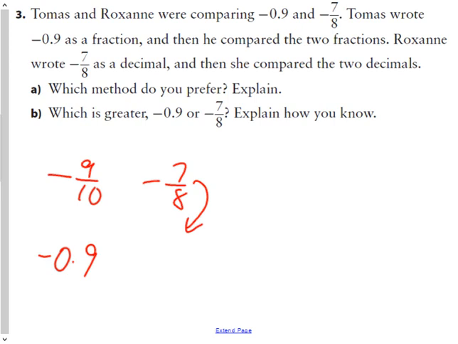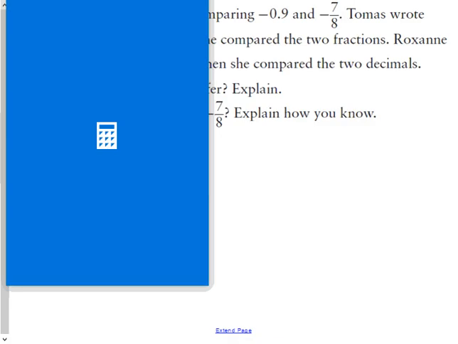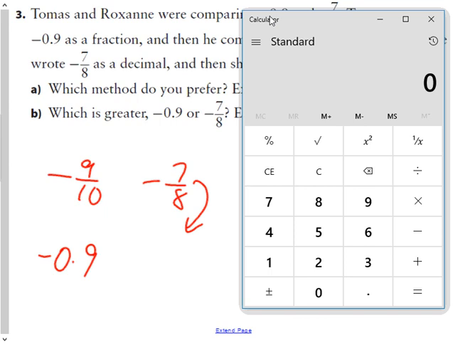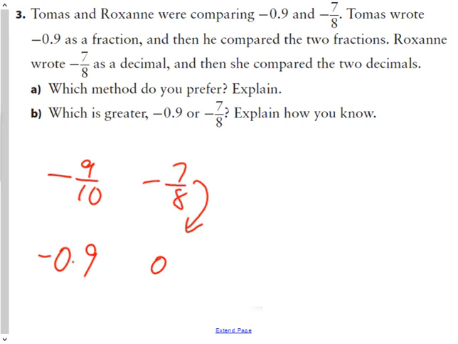So if we wanted to change that to a decimal, we'd take our calculator, our handy dandy notebook calculator, and we would change that to a decimal. And we know the easiest way to change a fraction to a decimal is to divide the numerator by its denominator. And we would change that to negative 0.875. Okay, so this is Roxanne's way. And the other one was to change to this one. Sorry, this is up here. All right. So this is Thomas's way right here.